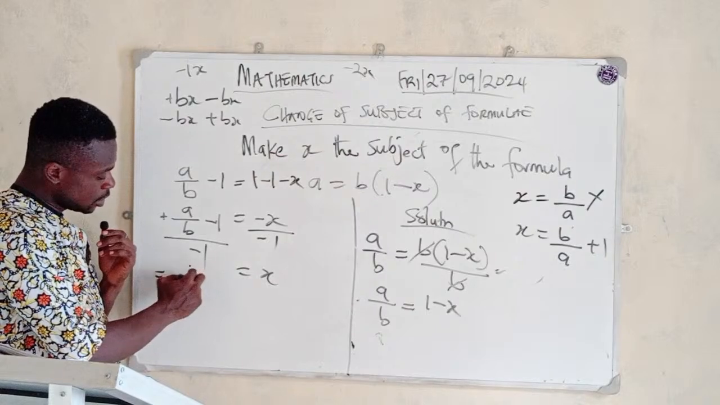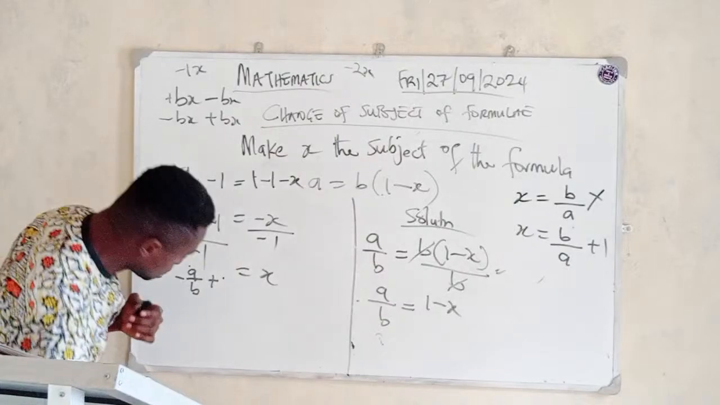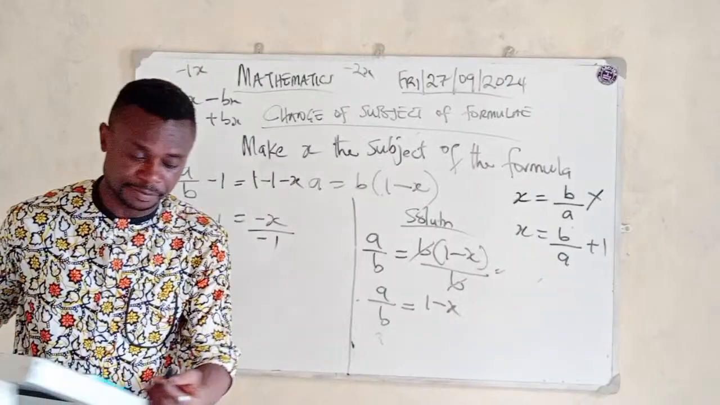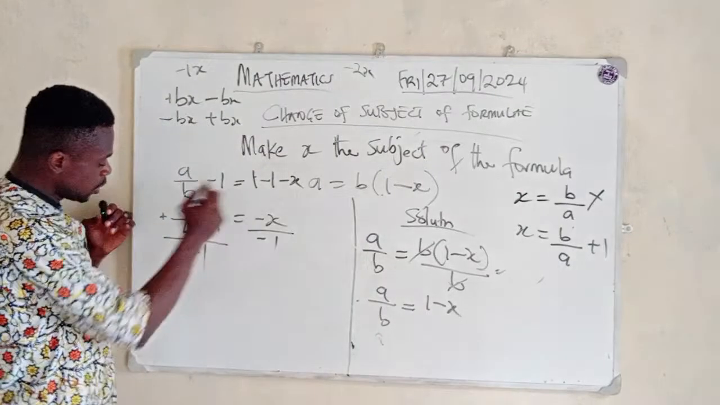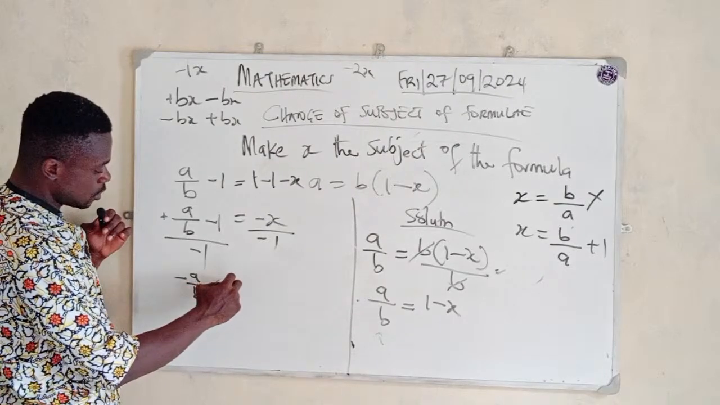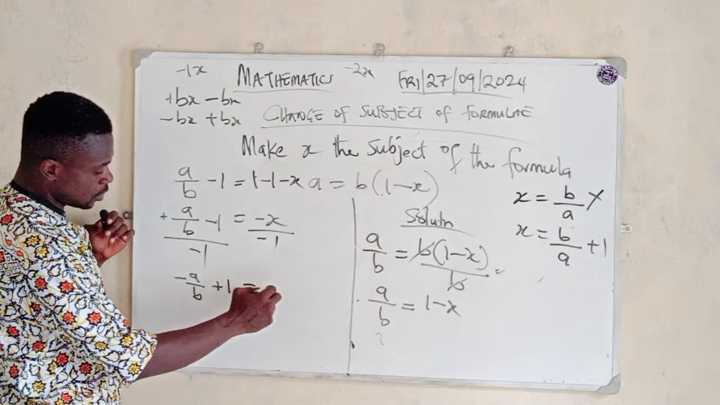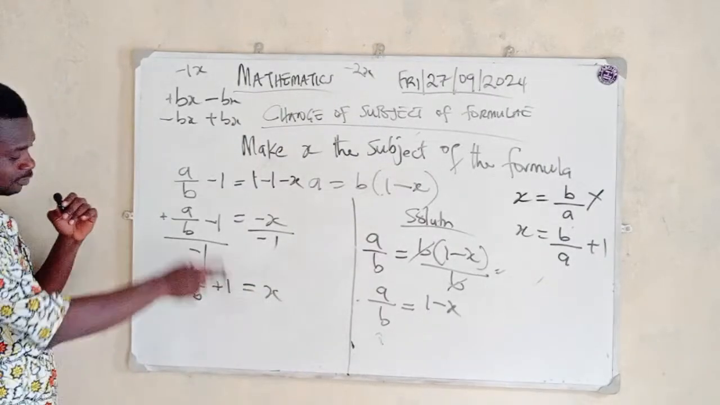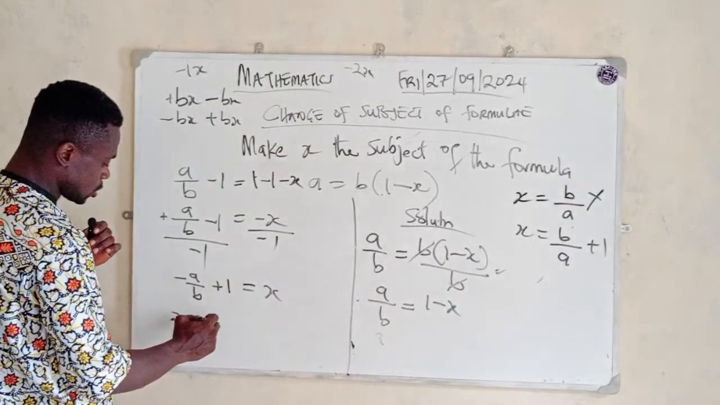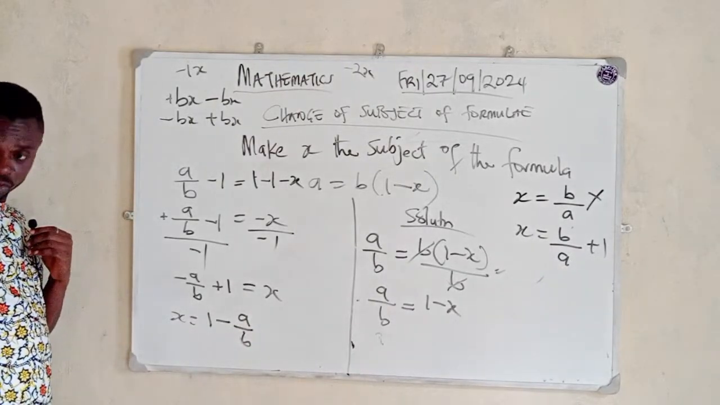So we have minus A over B plus 1 is equal to x. Let's rearrange this so that plus will come first. That means x is now equal to 1 minus A over B. Are we together?